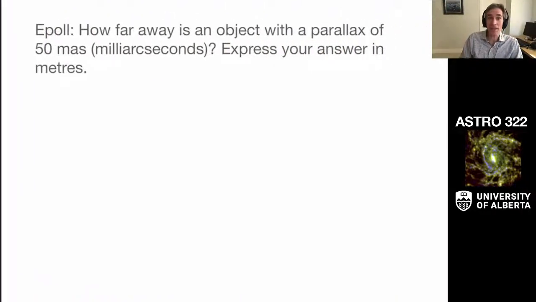Okay, this is great because it allows us to get to the distances of nearby stars. So you can just apply this immediately. And I should note, one parsec is 3.09 times 10 to the 16 meters, because that'll allow you to do the final conversion. And I'll be able to just say, if a star has a parallax of 50 milliarcseconds, how far away is it?